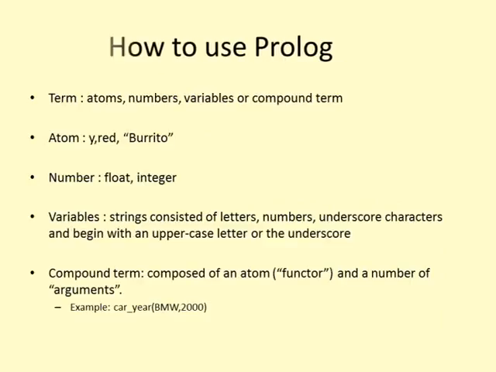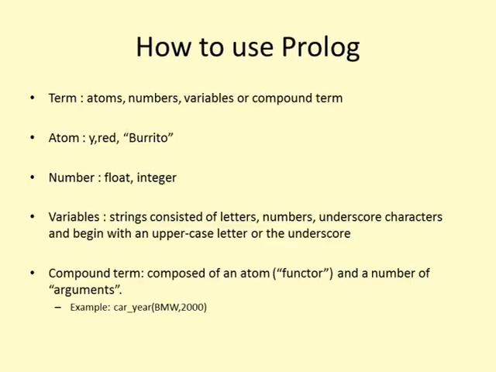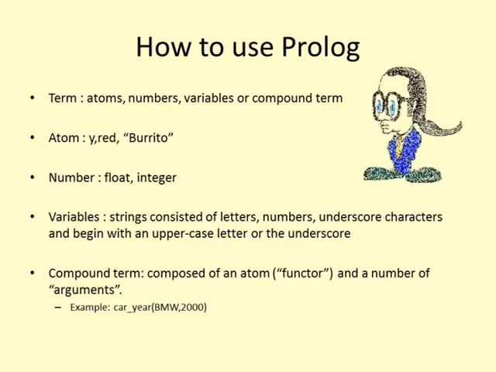As we said before, a term is Prolog's single data type. A term can be atoms, numbers, variables, or compound terms. An atom is a general-purpose name with no inherent meaning. Some examples of an atom are y, red, burrito. A number can be a float or an integer. Variables are strings consisting of letters, numbers, and underscore characters. They begin with an uppercase letter or the underscore.